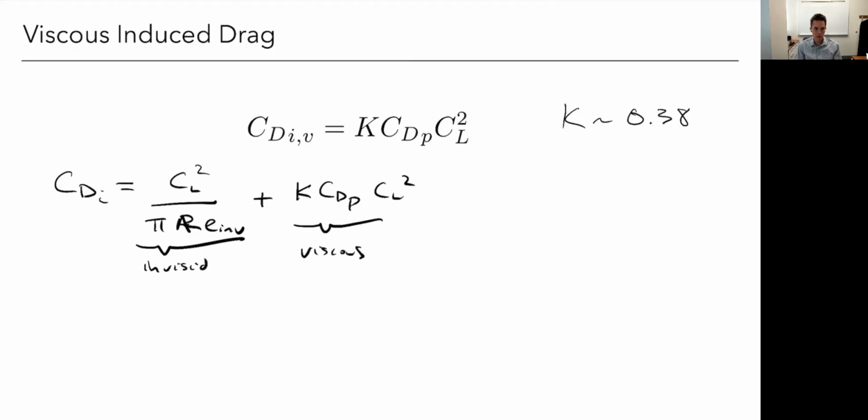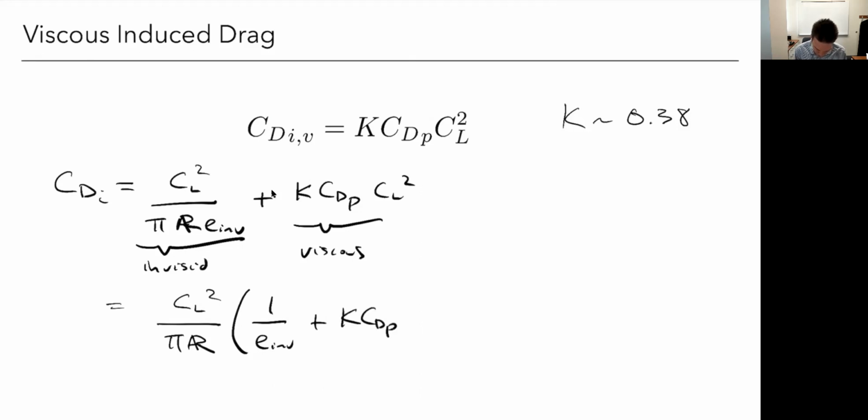So here's the thing that we do. We're going to factor out, notice how there's a CL squared in both. We're going to factor that out. Actually, we're going to factor out a pi aspect ratio, even though it doesn't appear in both. And now I've got just 1 over E inviscid on this side. And in this term, the K and CDP are left over, but because we added this pi aspect ratio on the bottom, we're going to have to multiply that here on the top. I've done nothing special, just kept everything the same.